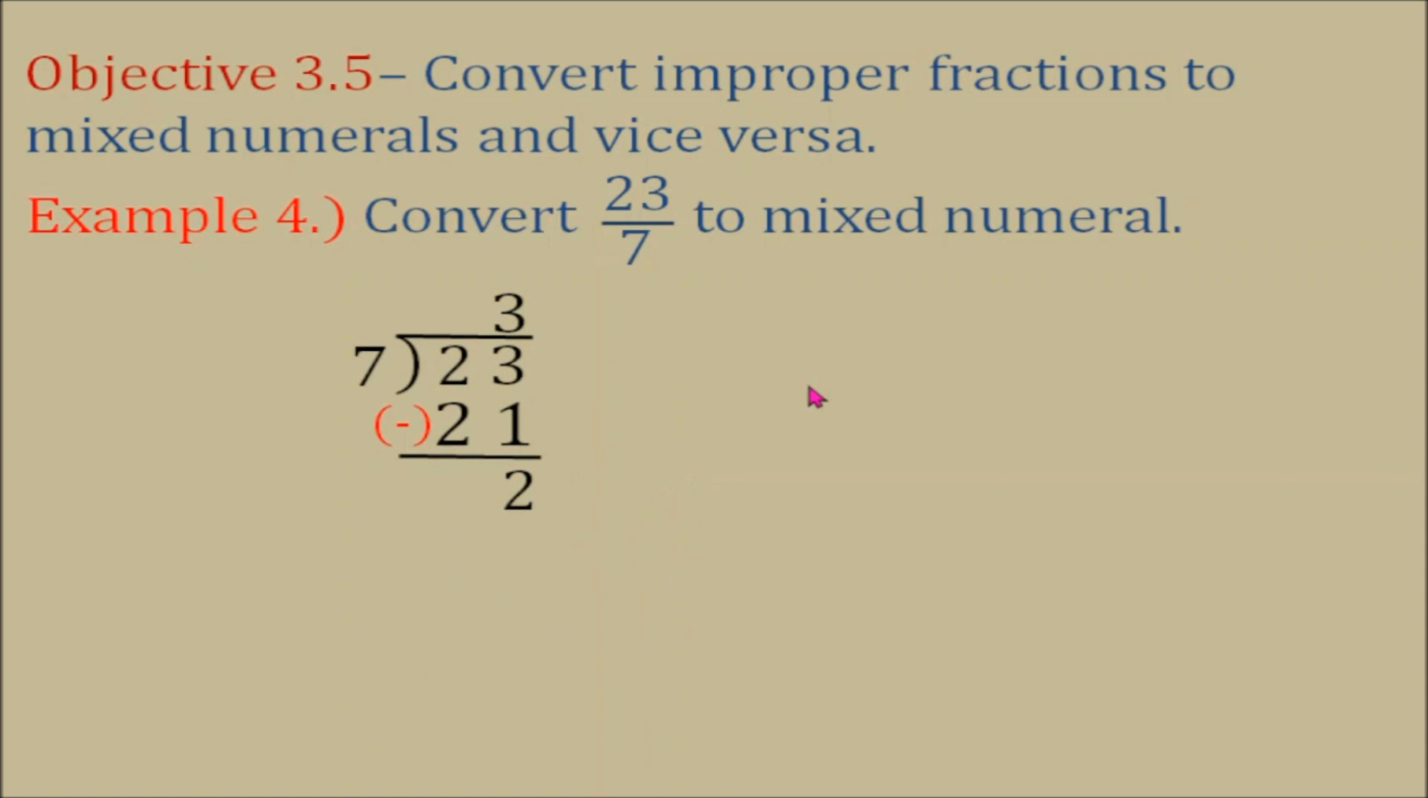So this is how we are going to write our answer. Let's start with this number, which is the whole number. And then we create a fraction, where the numerator is 2 and the denominator is 7. So our answer is 3 and 2 over 7.